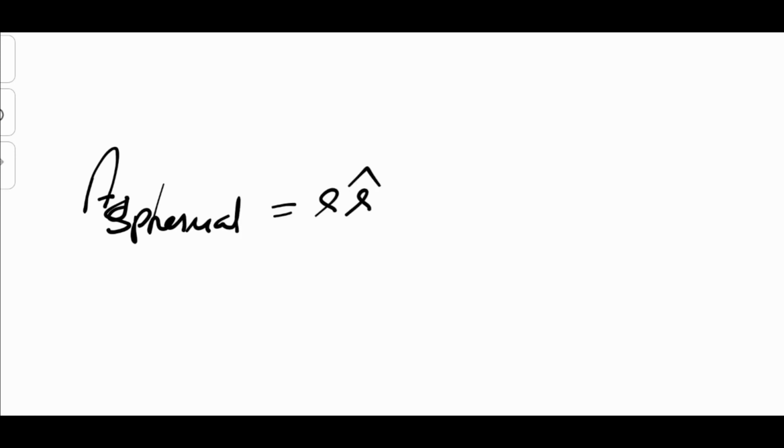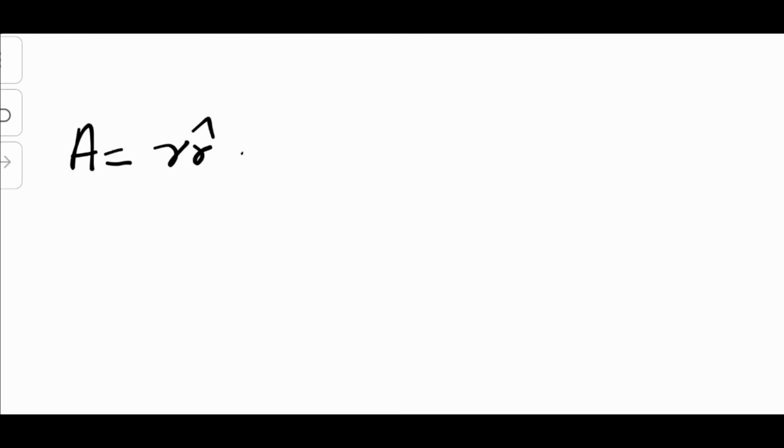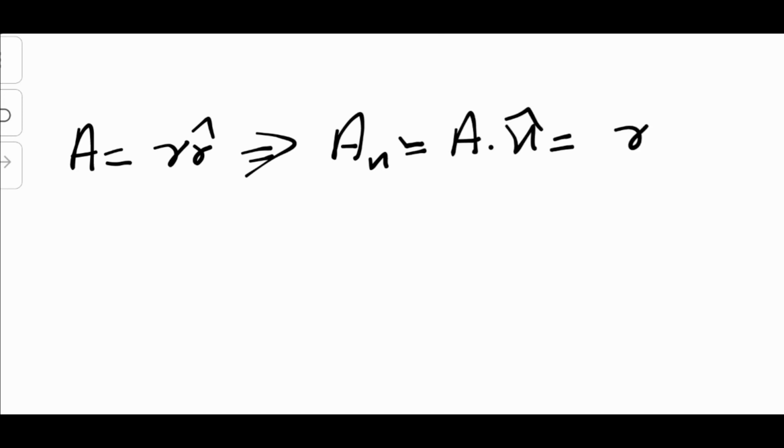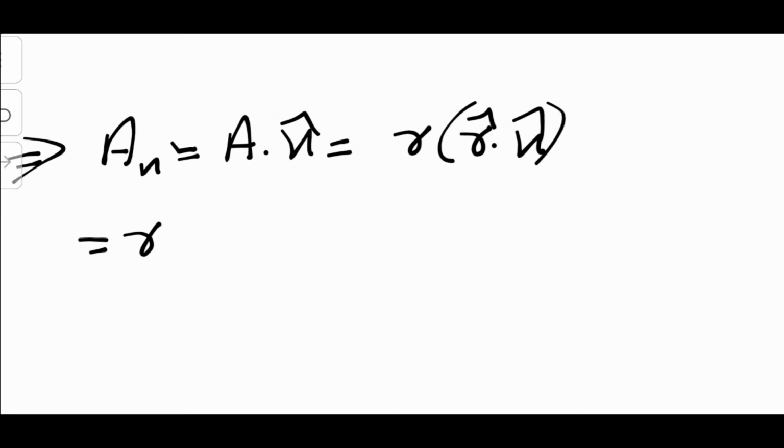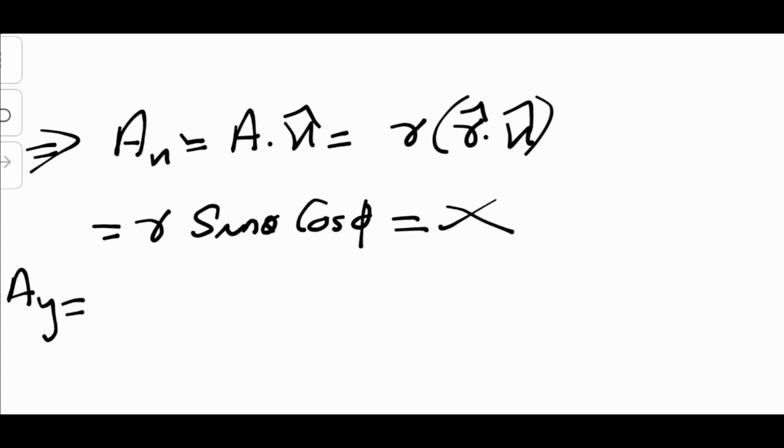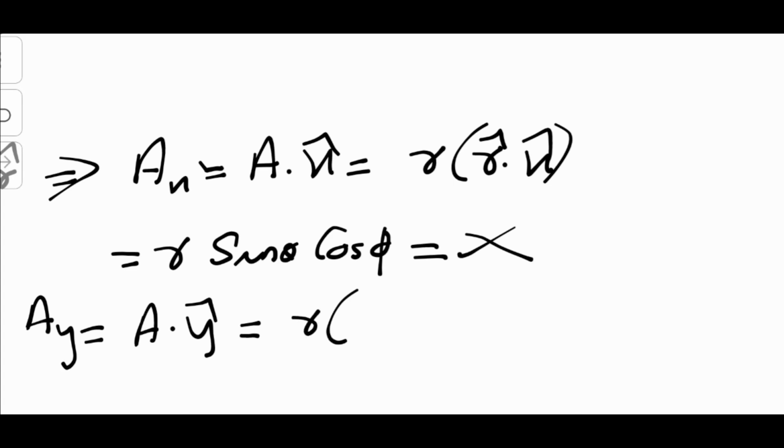Now let's transform our spherical polar coordinate system to Cartesian coordinate system, r cap into Cartesian. So for the transformation, let's write down that A is equal to r cap, that's our vector. We need to transform it to Cartesian. So a x is equal to a dot x cap, which is equal to r times r dot x cap. So that is equal to r sine theta cos phi, which is equal to x, and a y will be a dot y cap. So that is r times r dot y cap. So that is equal to r sine theta sine phi, which is the value of y.